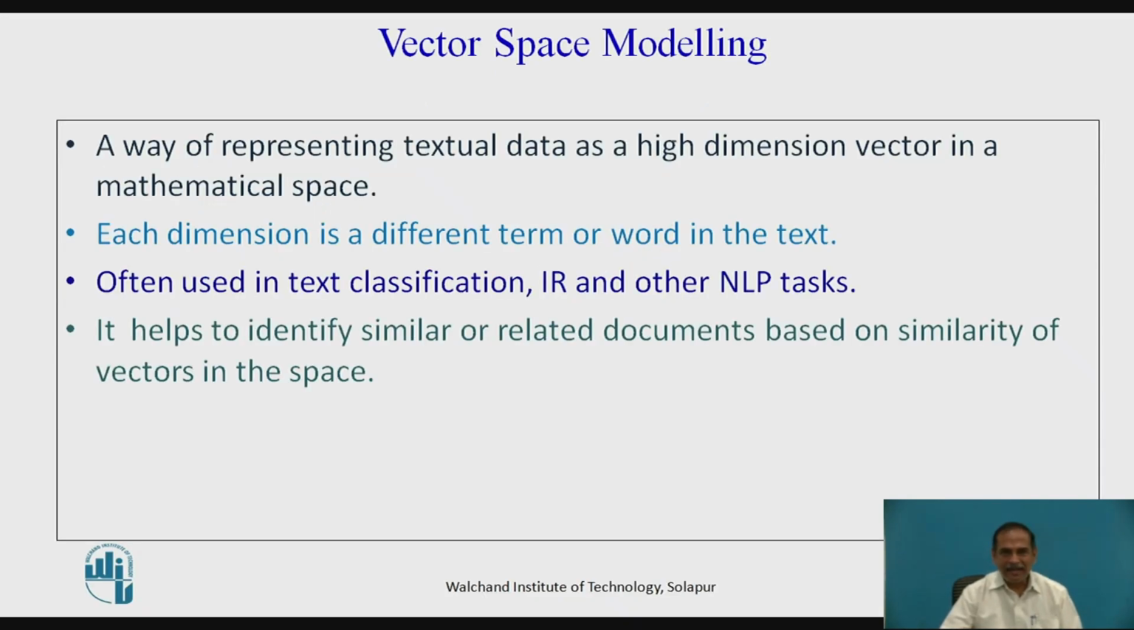We go for understanding this by our basic model, which is vector space modeling, which is a way of representing textual data as a high dimensional vector in the mathematical space. Each dimension is a different term or a word in the text, and it is often used for text classification, information retrieval and natural language processing tasks. It helps to identify similar or related documents based on similarity of the vectors in the space.